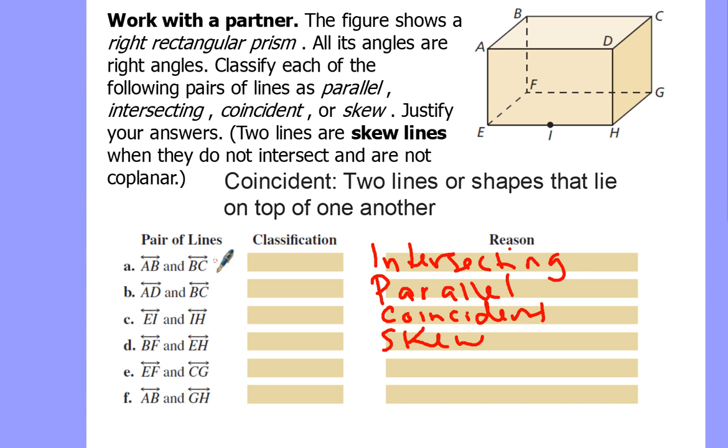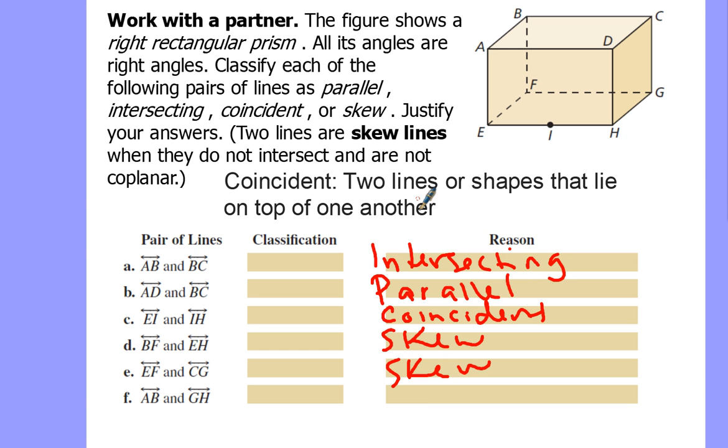What about EF and CG? So EF right here and CG, this line here. Well, this is very similar to the example that we just did. Different planes, never going to intersect. So those would be skew as well.